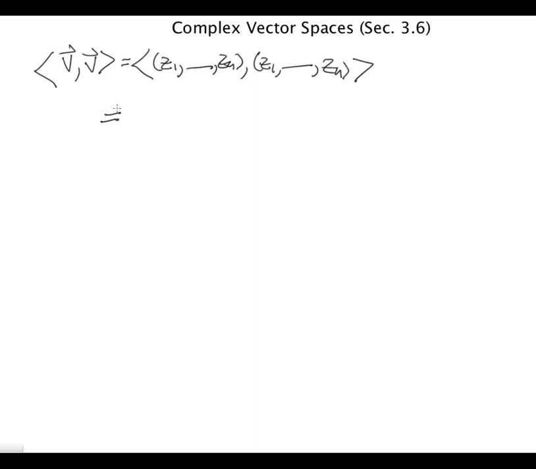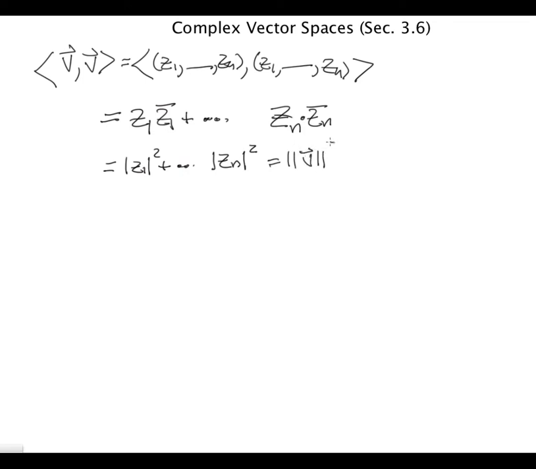And by definition, that's z1 times z1 bar plus dot dot dot zn times zn bar. And so that's just the absolute value of z1 squared plus dot dot dot the absolute value of zn squared. And that's what I wanted. That's a real number, and it's the formula that I wanted. That is to say, that's what I took to be the norm of v squared.